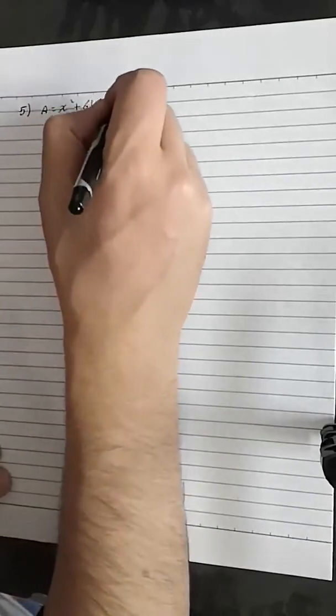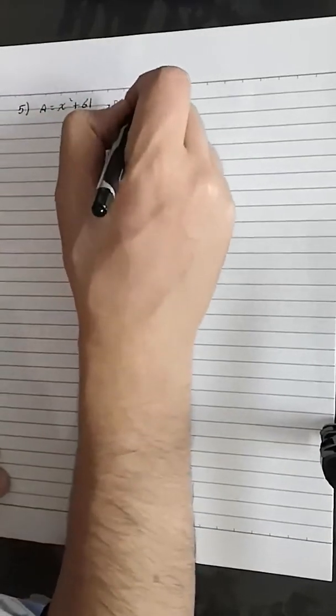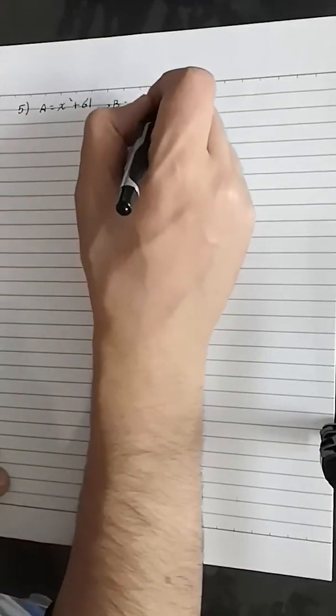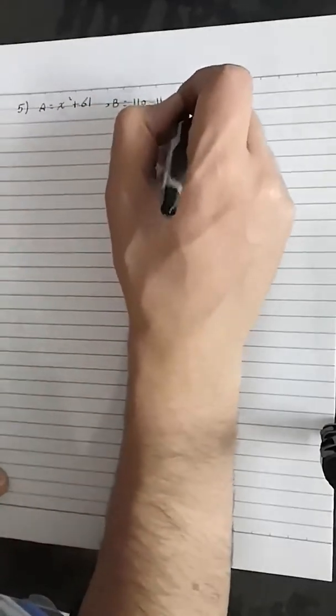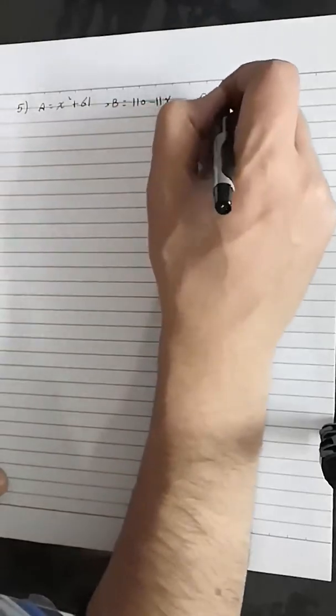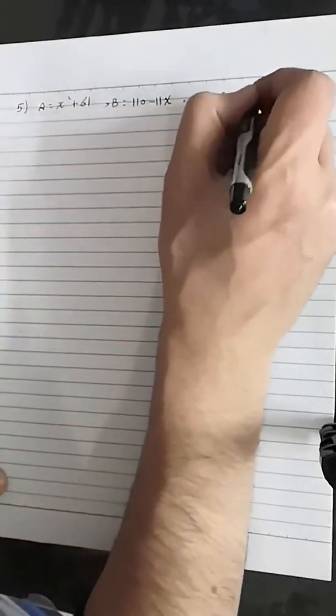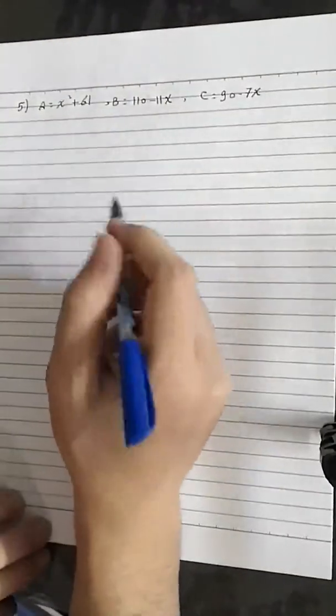Question number 5. If measure of angle A equals x squared plus 61 and measure of angle B equals 110 minus 11x and measure of angle C equals 90 minus 7x. Sum of measures of the interior angles of any triangle equals 180 degrees. So if I'm going to add A plus B plus C, it will be 180.